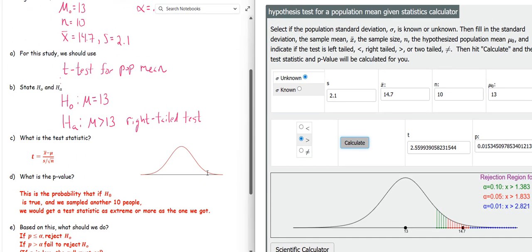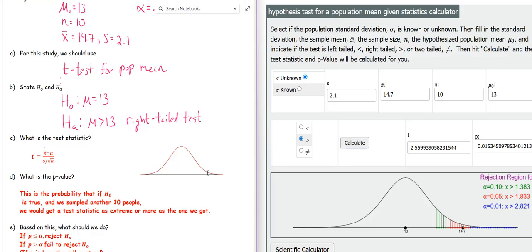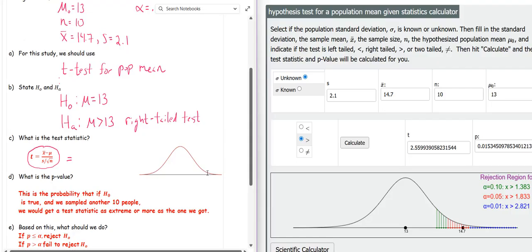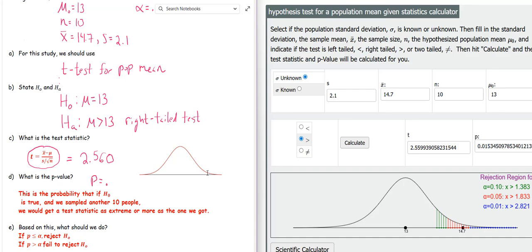So let's record those. The formula for the test statistic is actually here, but we don't need that because we're having a calculator do it for us. And I believe this problem wants 3 decimals. So to 3 decimals, the test statistic is 2.560. The p-value, let's record that while we're here. P to 4 decimals is 0.0153.